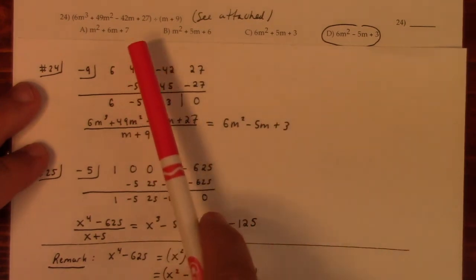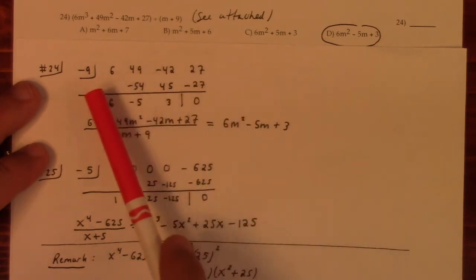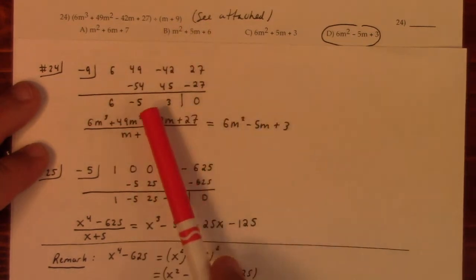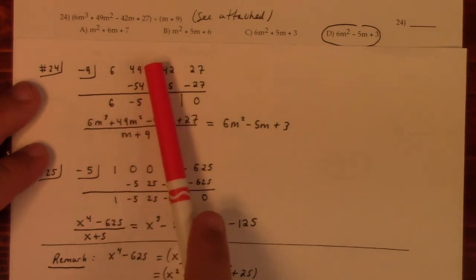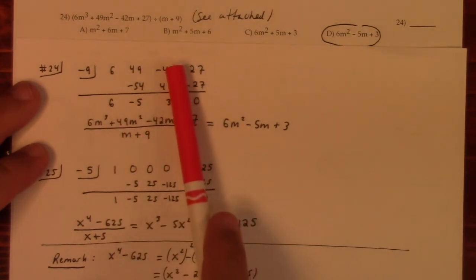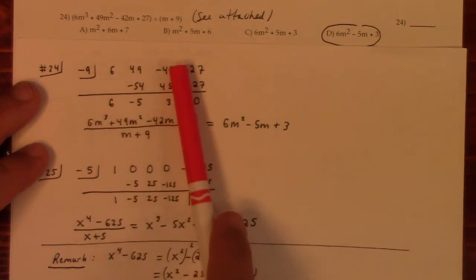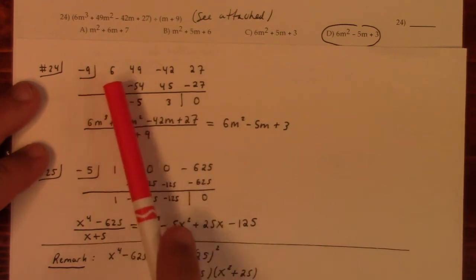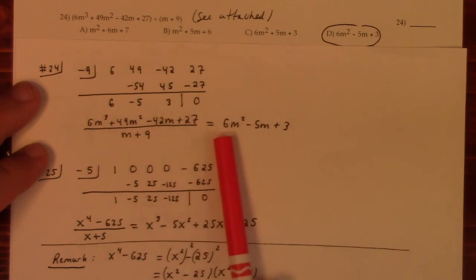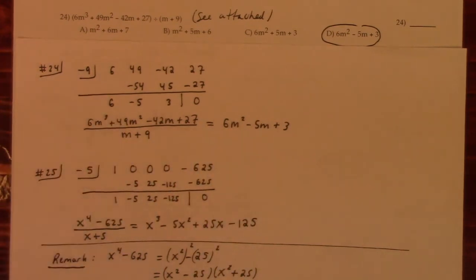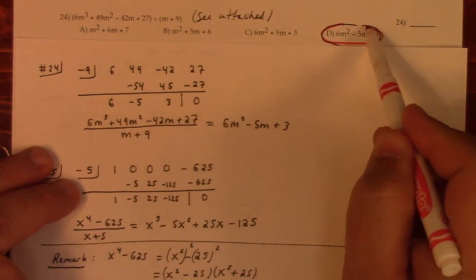So I wrote down my 6, 49, minus 42, 27 for coefficients, minus 9 because I got m plus 9 I'm dividing. Bring down the 6, minus 9 times 6 is minus 54. Add these, I get minus 5. And then minus 5 times minus 9 is 45. 45 minus 42 is 3. 3 times minus 9 is minus 27. Add those, get 0. Therefore, that divided by that is just 6m squared minus 5m plus 3, also known as answer D. All right.